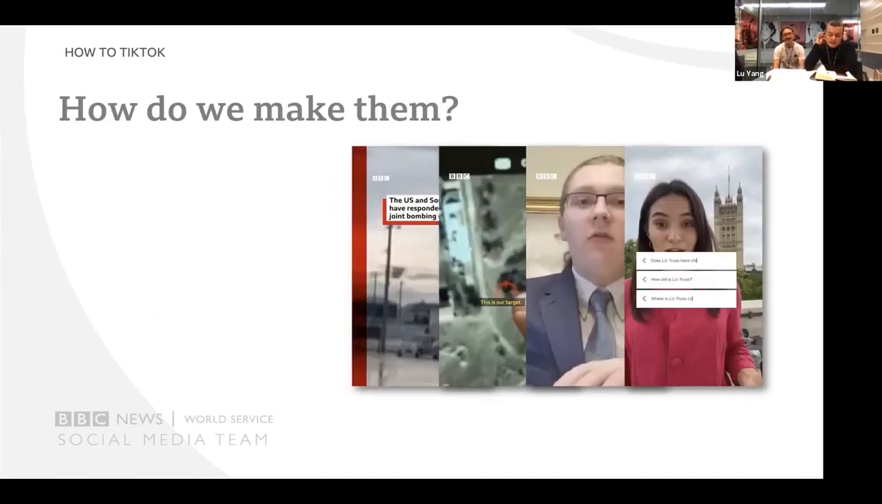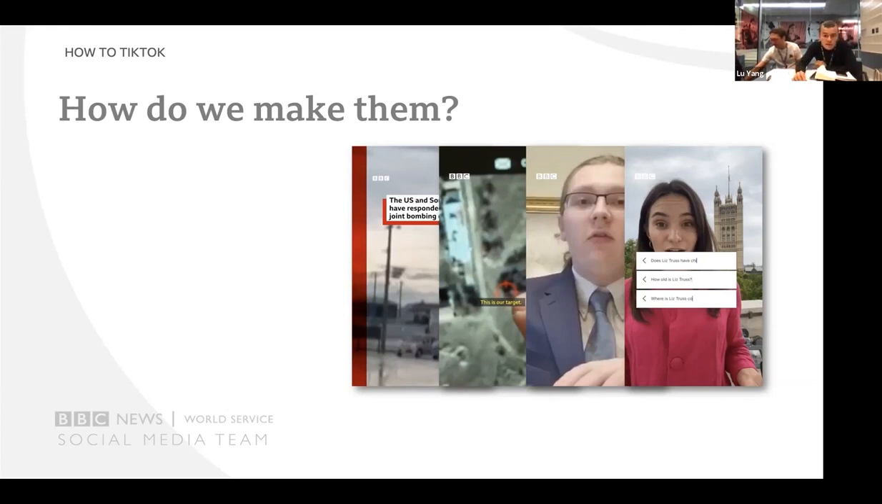And then, so how do we make them? So we use FCP as an editing app, but obviously that isn't accessible all around the world. There are editing apps on your phone which do the basics, and there is also an in-app editor on TikTok, which you could use just to stitch videos together.